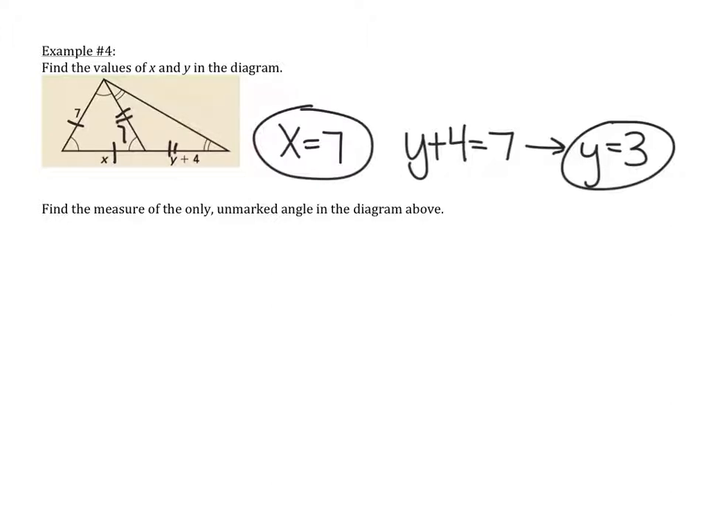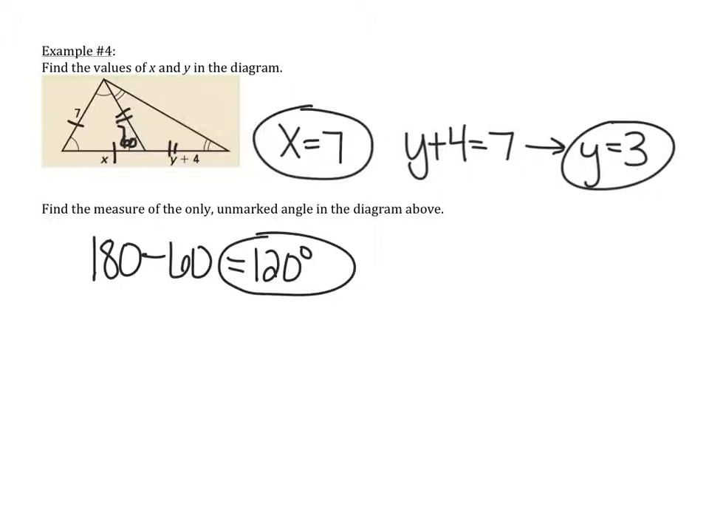Next, it asks, find the measure of the only unmarked angle in the diagram above. That would be this angle right here. So let's go back to this triangle. We know that it is equiangular and therefore also equilateral. We just saw in the last slide that in any equilateral or equiangular triangle, all angle measures are 60 degrees. So if this is 60 degrees right here, and it is forming a straight line with this unmarked angle right here, and I know the measure of a straight line is 180 degrees, then to find that unmarked angle, I would just take 180 degrees minus 60 degrees to get 120. So that unmarked angle would be 120 degrees.